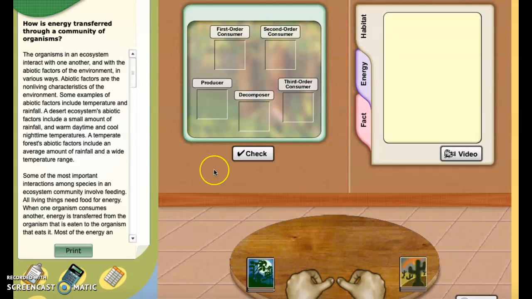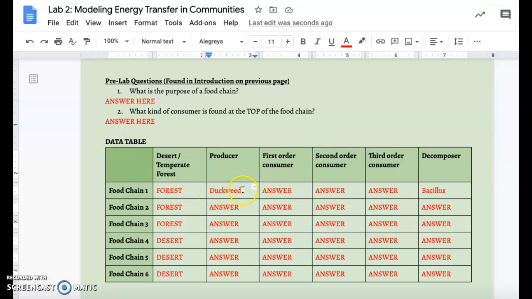Good morning, guys. Today we're going to do Lab 2, which is a lab about food webs and food chains. The question we're going to answer is, how is energy transferred through a community of organisms? So this is the lab document you're going to be writing on. It's kind of pre-answered. Let me just get rid of these because it might change.